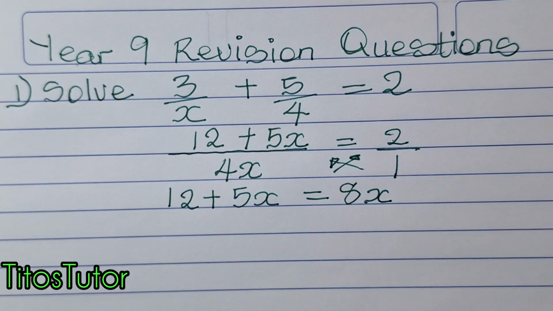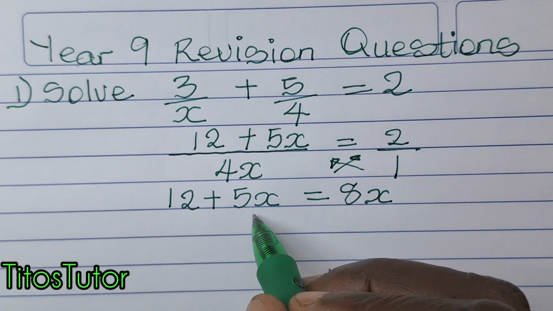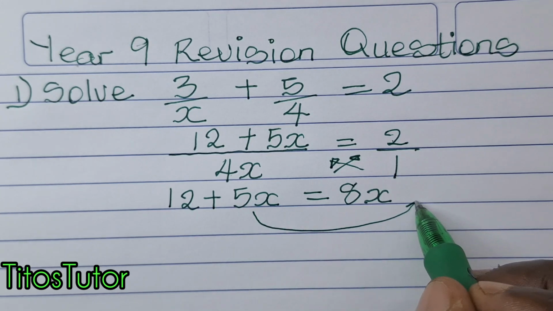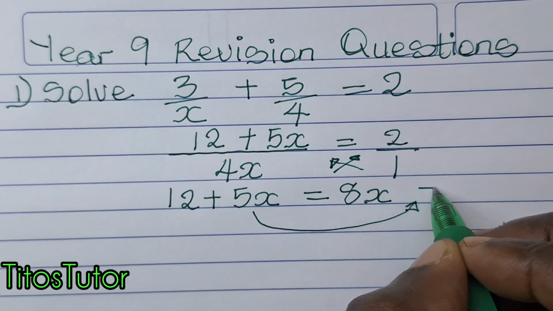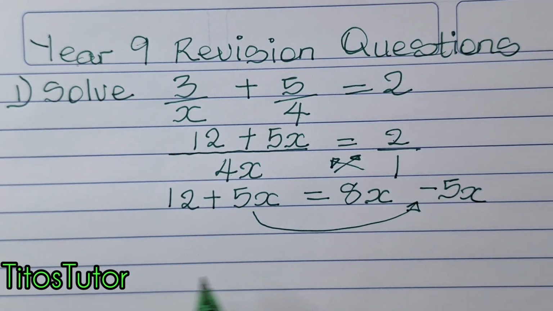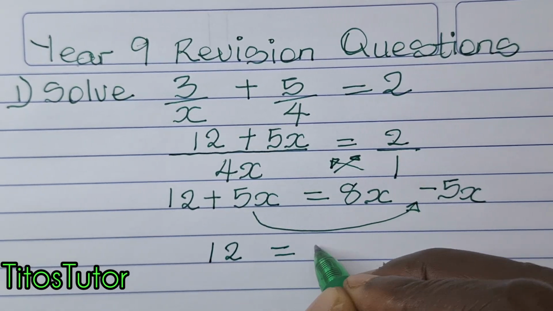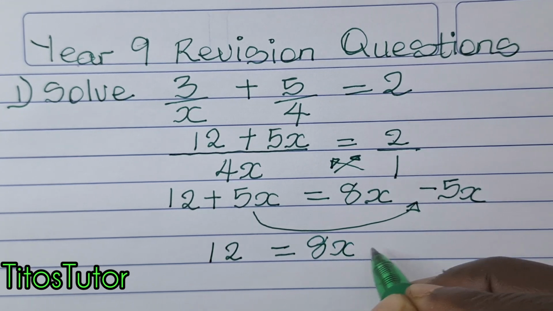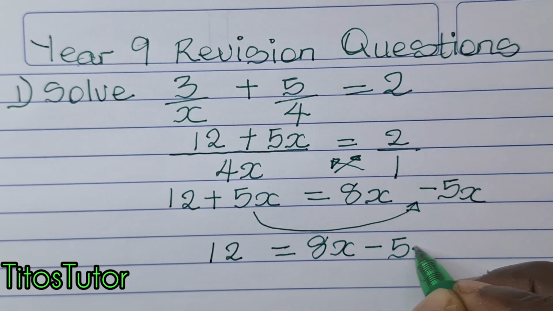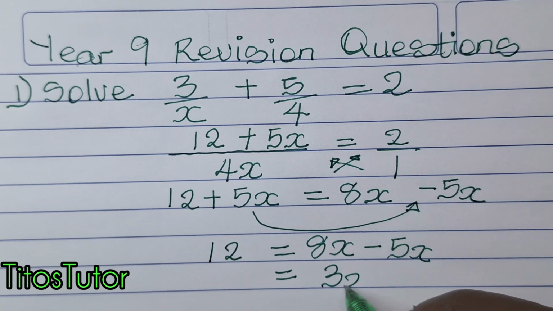Now it's time to collect like terms. There's 8x here, there's 5x here, so my 5x comes to meet my 8x. It becomes minus 5x, or you subtract 5x from both sides. So on this side I have 12, and on this side I have 8x minus 5x. 8x minus 5x is 3x.